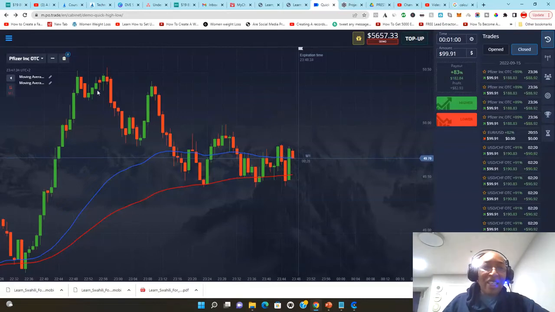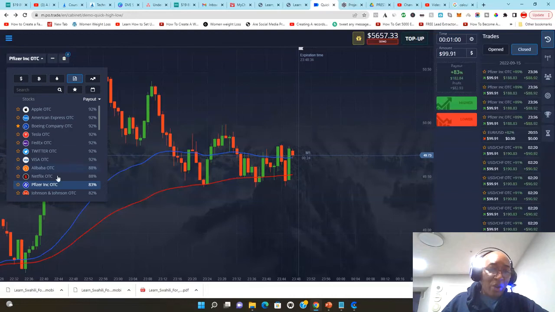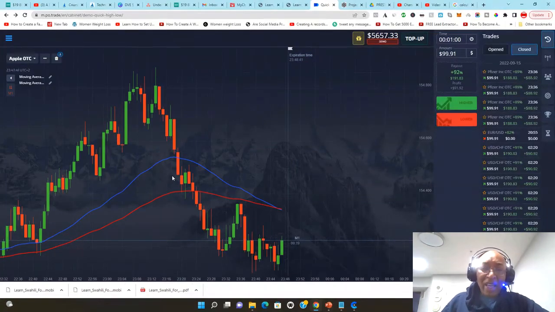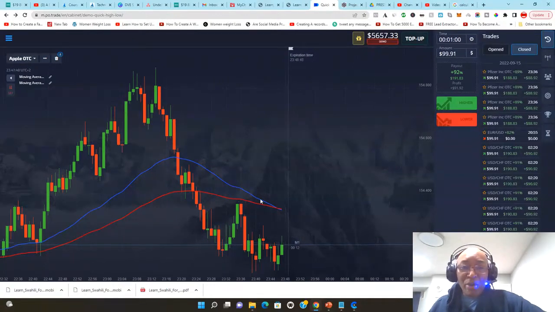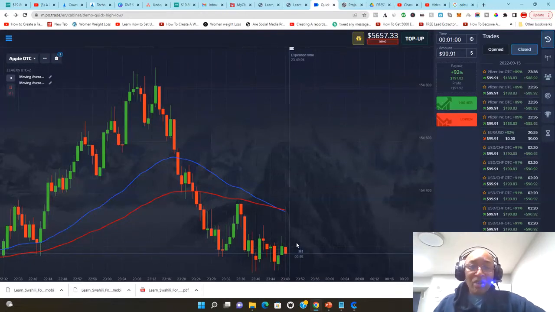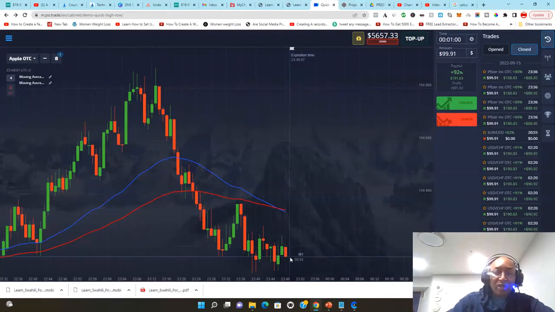So in a case like this, right now we are trading the Pfizer OTC, for example, or I can pick up another one. Let's see here, Apple OTC. Now, trading the OTC market is very, very volatile. So you can see here there is a confluence. The blue line is trying to go under the red line here, showing us there's a change in the trend. When we have the blue line above the red line, then it's an upward trend. But you can see now it's starting to go down, and the red candle is actually forming.